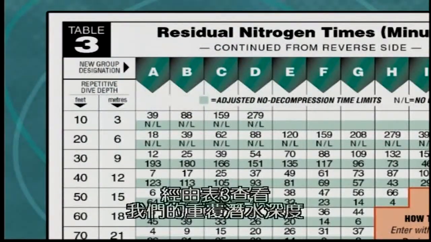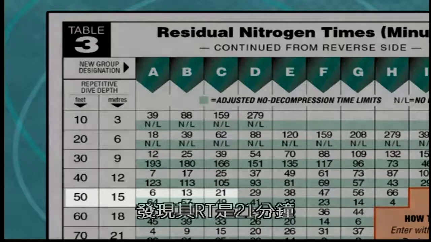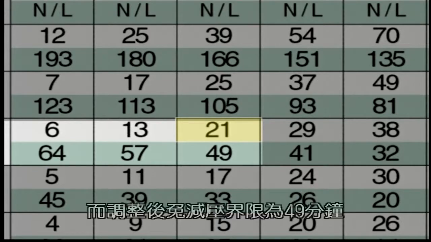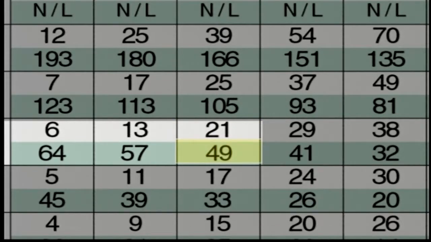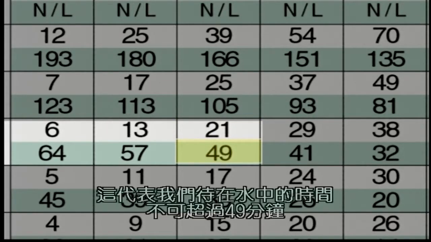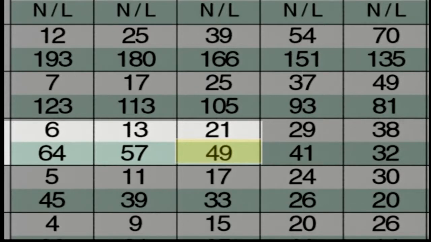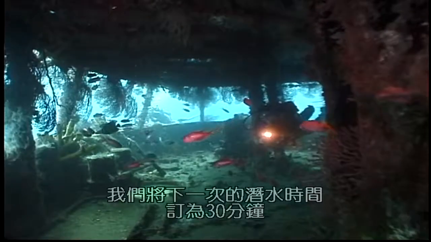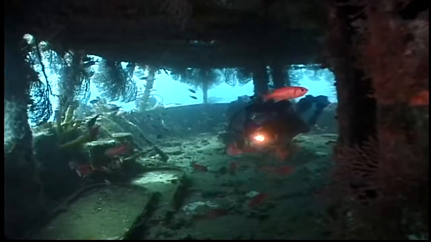By checking the repetitive dive depths on Table 3, we see that our RT is 21 minutes, and our adjusted no decompression limit is 49 minutes. This means the time we spend underwater cannot exceed 49 minutes. To be conservative, however, we will plan for a bottom time of 30 minutes.